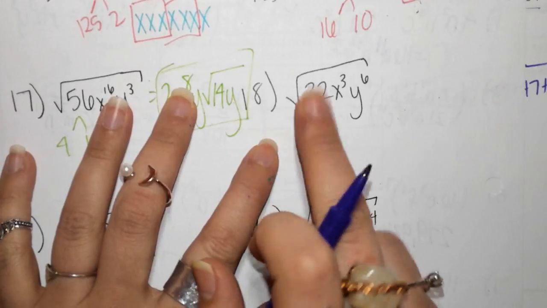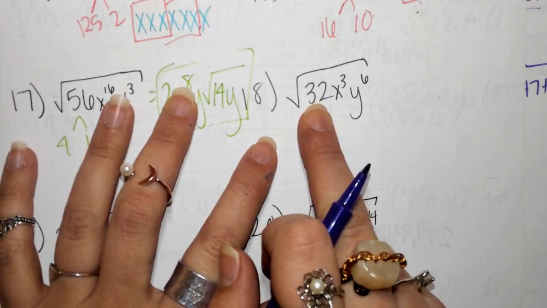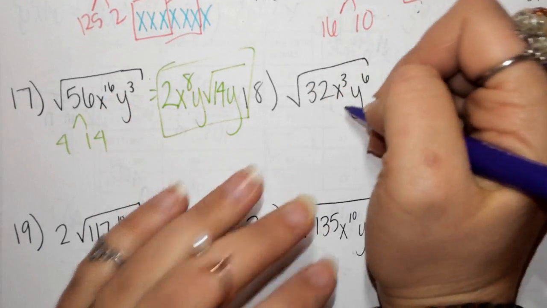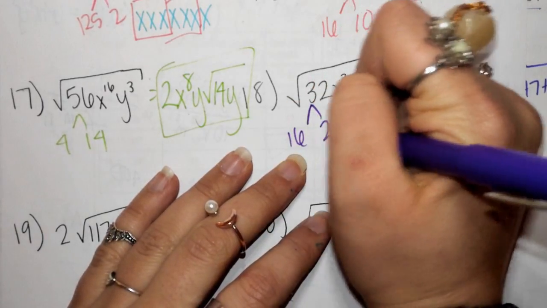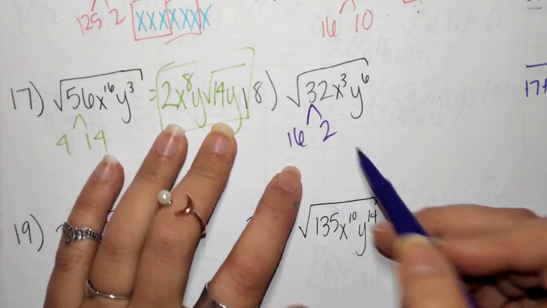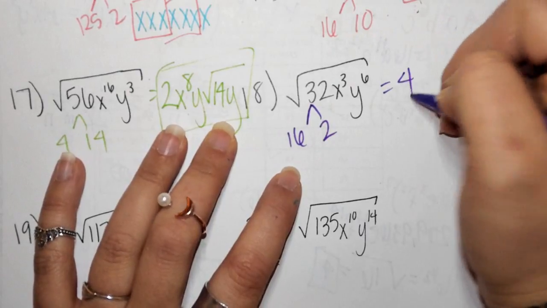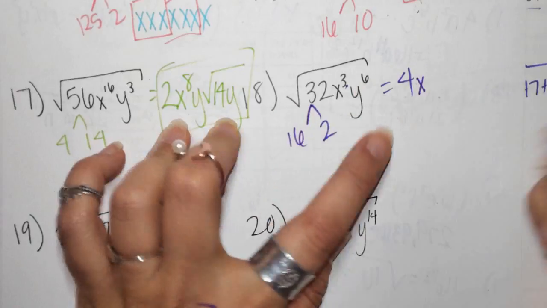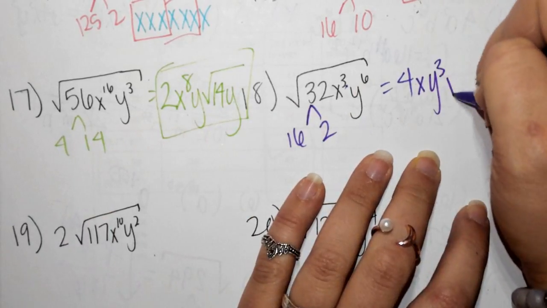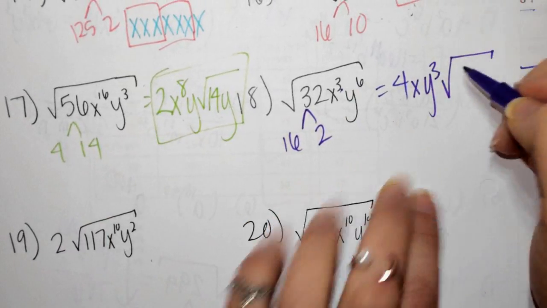Alright, 32. What is the biggest perfect square that goes into 32? 4. No. 16. 16 and 2. Alright, what's the square root of 16? 4. Alright, how many times does 2 go into 3? 1. How many times does 2 go into 6? 3. What is left inside the house?